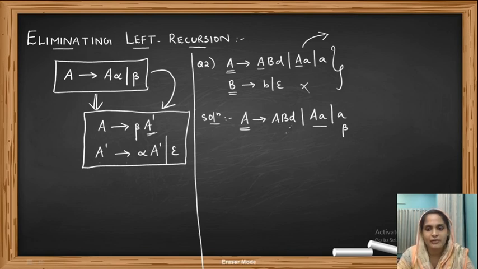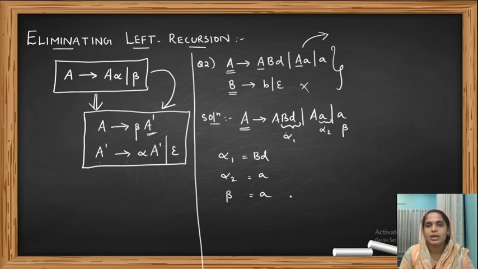So here we have two alphas, alpha 1 and alpha 2. In this first term, whatever comes after A is our alpha 1 and whatever comes after this capital A is our alpha 2. So it's clear that alpha 1 is B, D, alpha 2 is A and beta is A. Okay, so our production becomes, what's the format? A produces beta A dash. Beta means here the value of beta is A. So A produces A A dash.